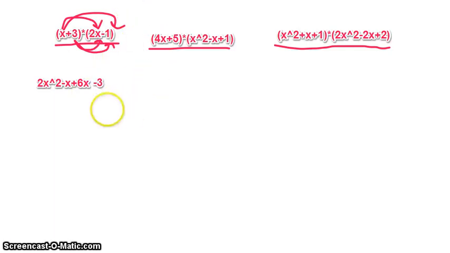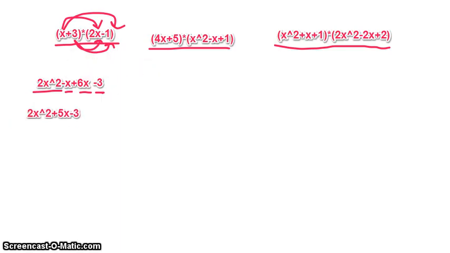Now, after that, you just combine all the like terms. So in here you can see that you have a -x and a positive 6x, which can be combined into 5x. You don't have any other terms with an x squared, and then you have the minus 3. So the final answer for this one would just be 2x squared plus 5x minus 3.